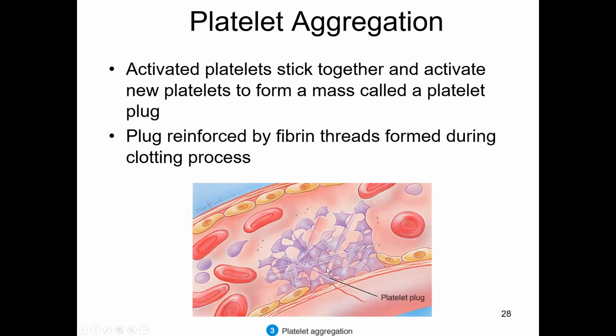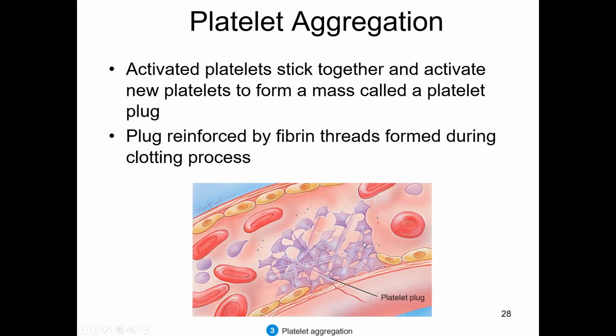So platelets are now sticking to each other. They aggregate to form a single mass. And as a last step in this aggregation, you see these lines here, these threads. They are called a protein fibrin, and we have to tie down this platelet plug.